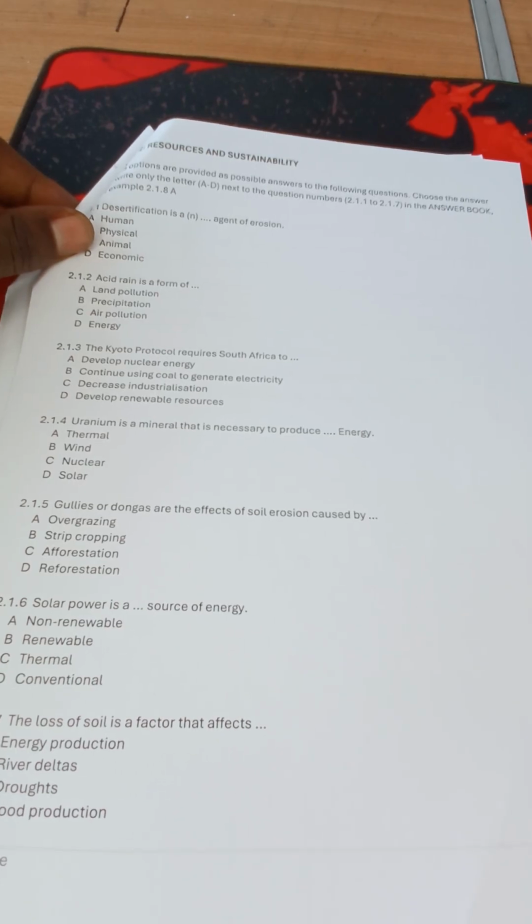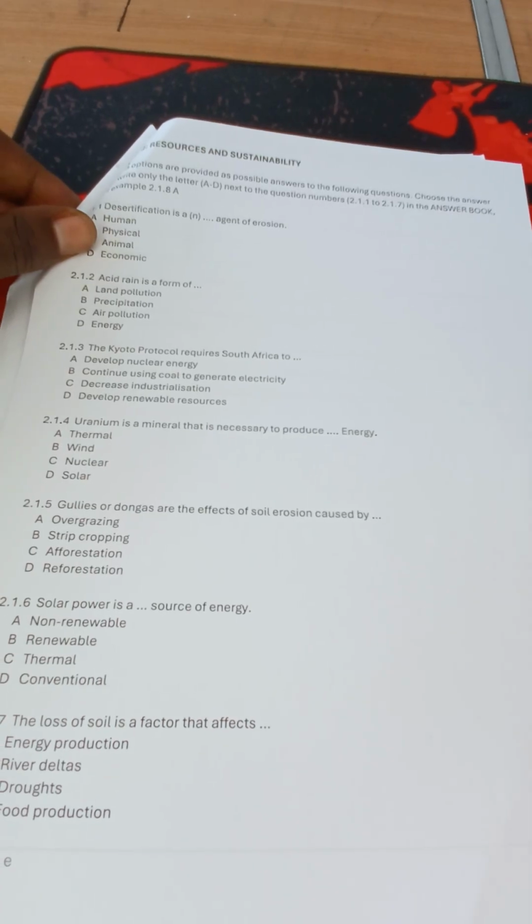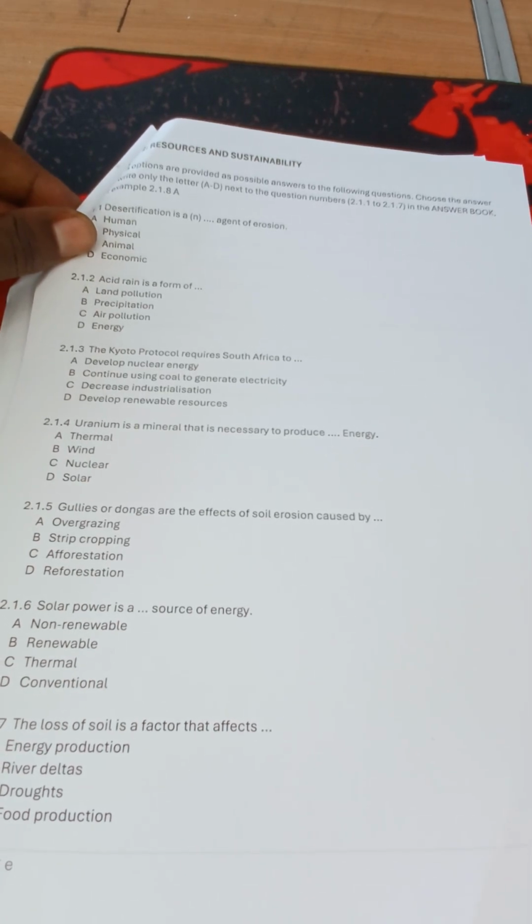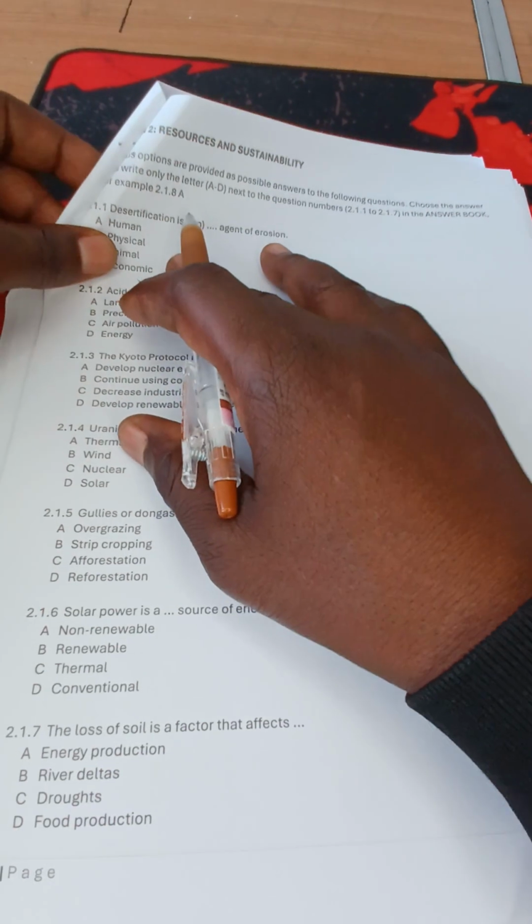I'm going to do 2.1 and 2.2 in one video, then 2.3 separately, 2.4 separately, up to the end. So let's go through it so that we don't waste time.